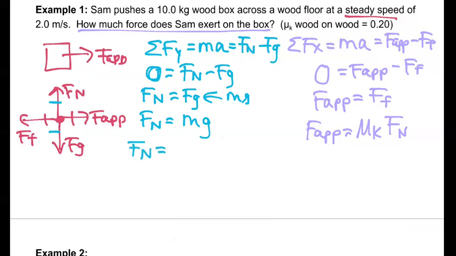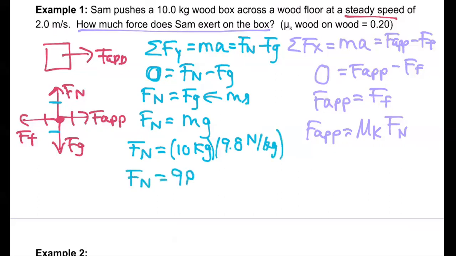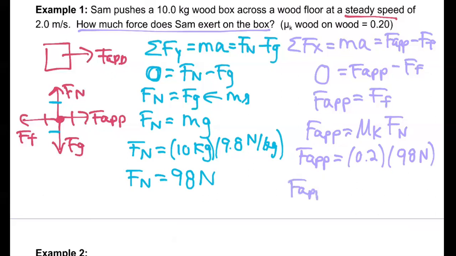So I can say force normal is equal to 10 kilograms times 9.8 newtons per kilogram, which gives me a normal force of 98 newtons, which I can then plug into the other side. So force applied equals my coefficient of kinetic friction, which is 0.2, times my 98 newtons. This gives me an applied force of 19.6 newtons.